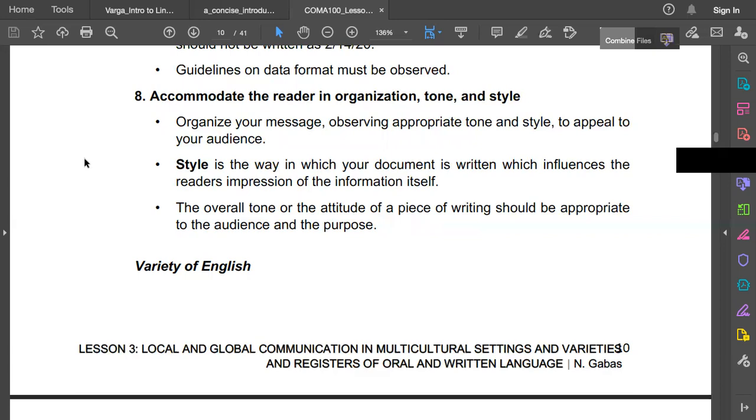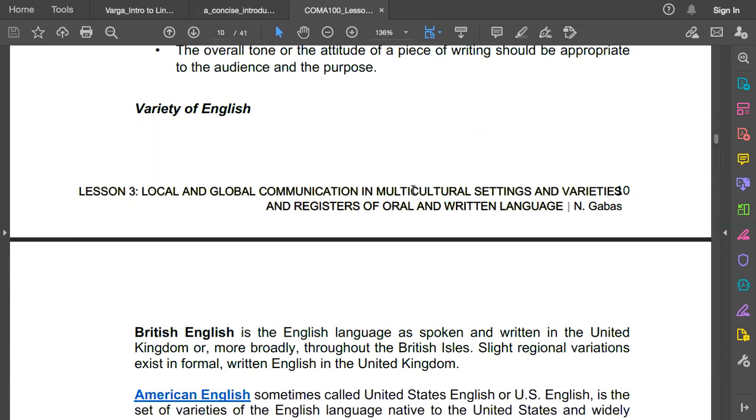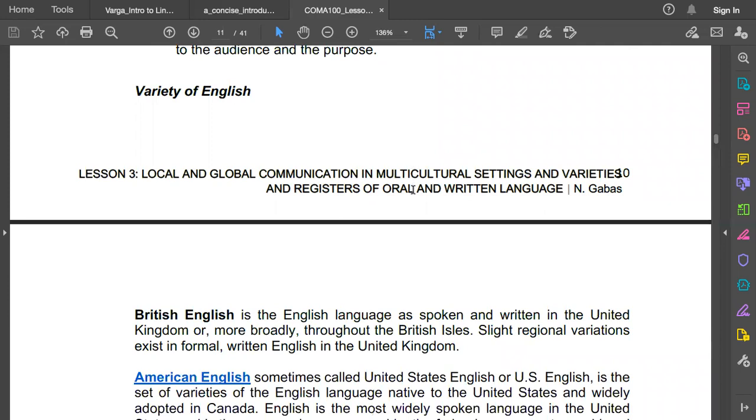Okay. Ano na to? Varieties of English. Kaya pa? Proceed pa tayo? Okay, sige, intro-an lang natin to. Parang kasakto tayong 1 hour.